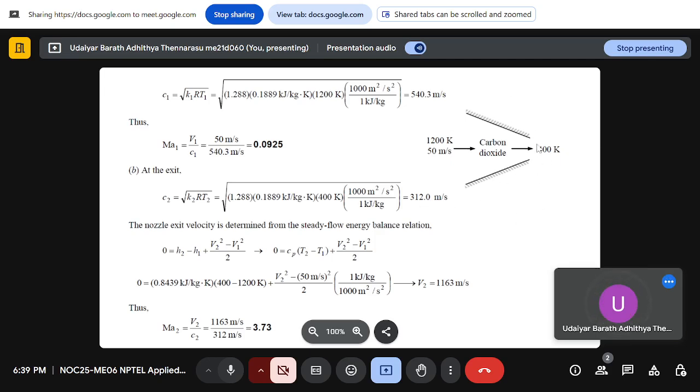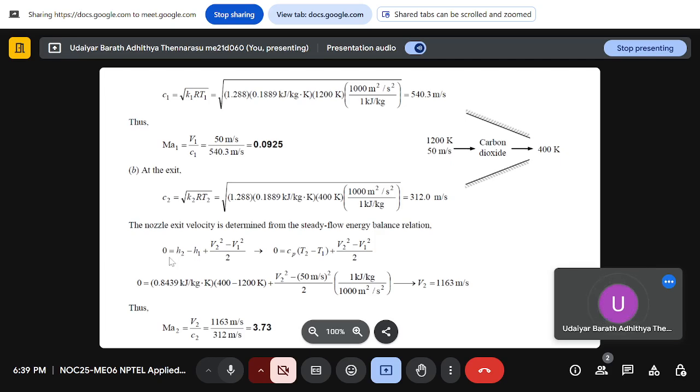And applying an energy balance, the steady flow energy equation for this nozzle, the change in potential energy will be 0. So neglecting potential energy, we get enthalpy in plus kinetic energy V1 square by 2, writing all in specific quantities: H1 plus V1 square by 2 equals H2, which is at the exit, plus V2 square by 2. So we know inlet velocity, we know inlet enthalpy, and exit enthalpy can be found out using temperature and Cp values.